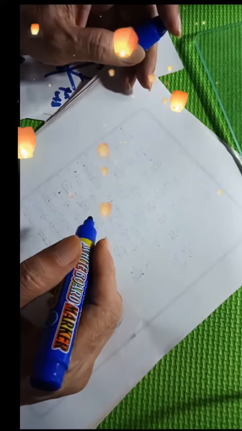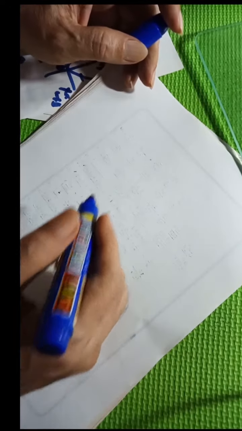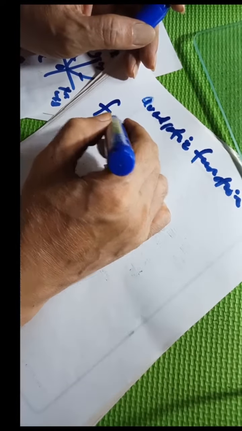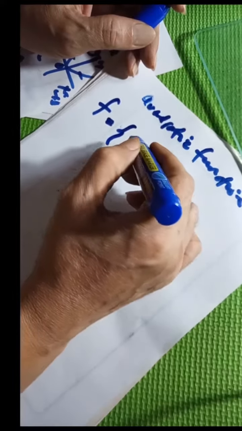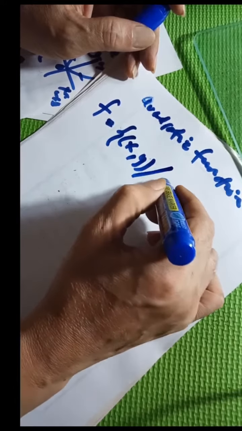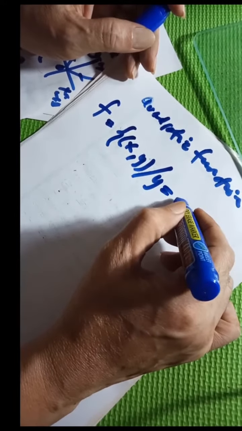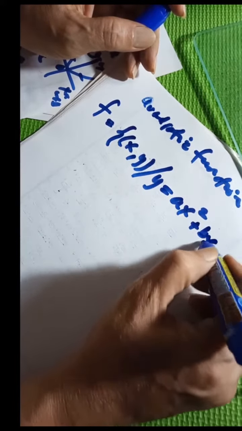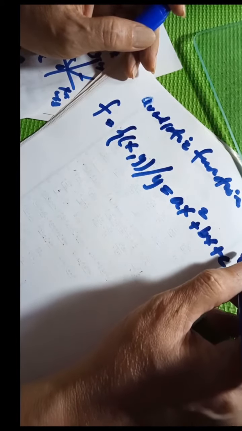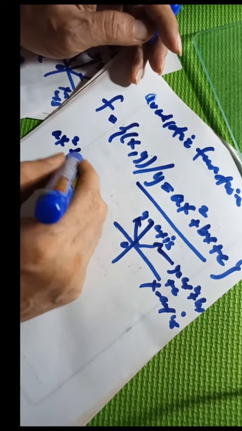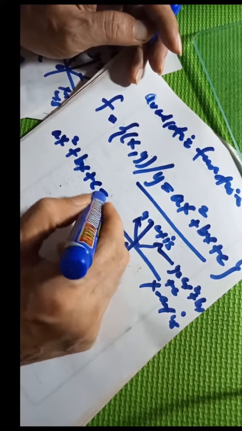So I started with the quadratic function, f of x equals, open brace, x y equals ax squared plus bx plus c, close bracket. Ax squared plus bx plus c equals 0.